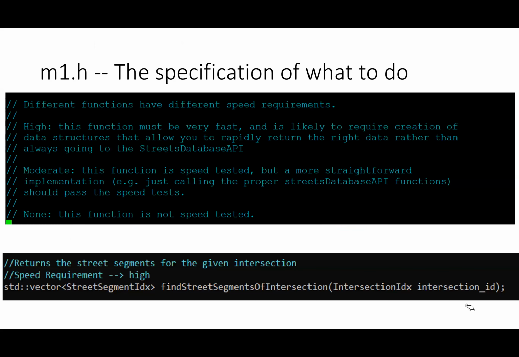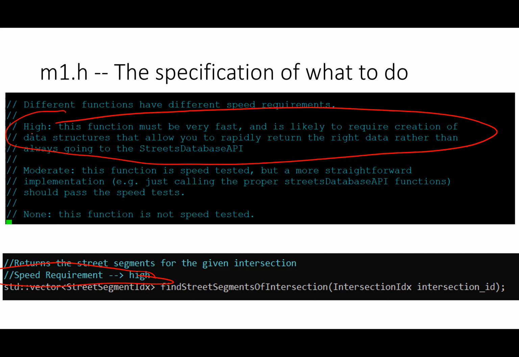Okay, so if we look into m1.h more carefully, you'll see that this has a speed requirement of high, and the definition of speed requirement high is near the top of the file. And it basically says that you need to make this as fast as you can, and we expect you will have to create some data structure and store data in load map in order to make this fast enough. And that's exactly what happened, right?